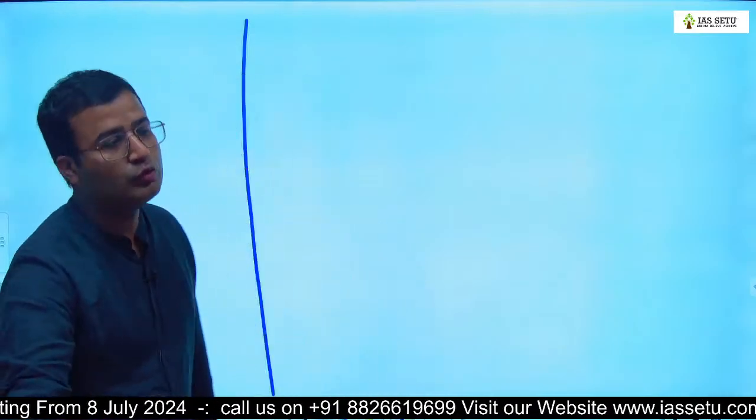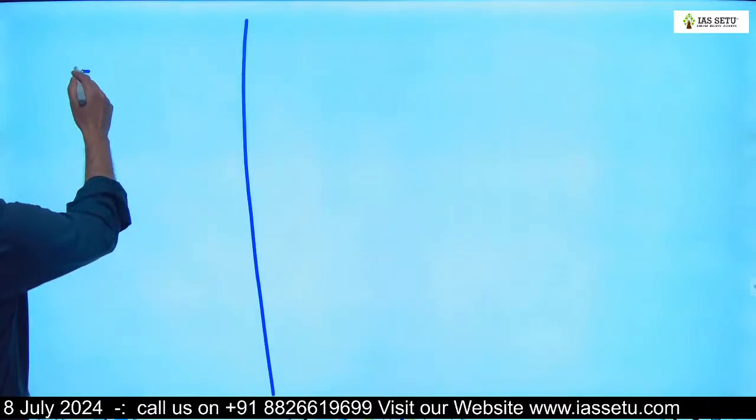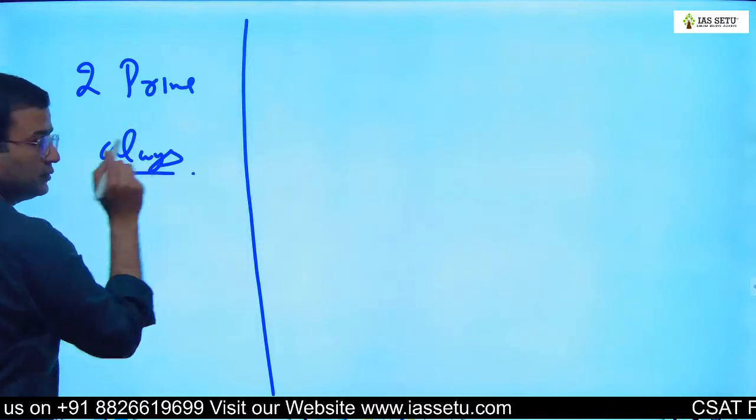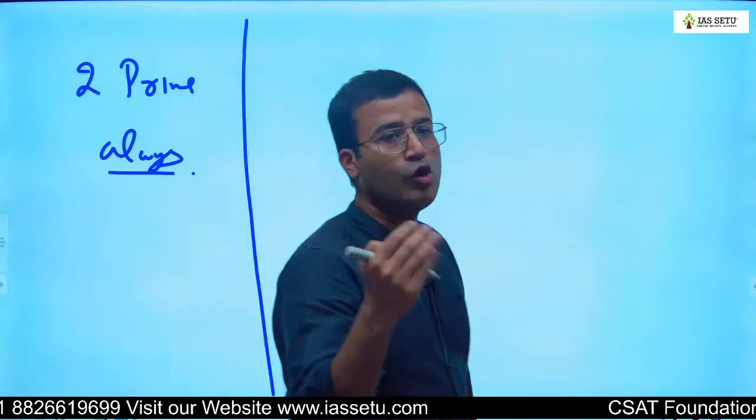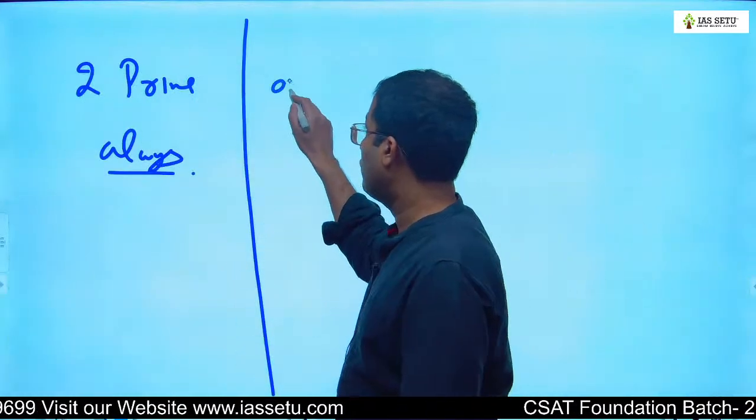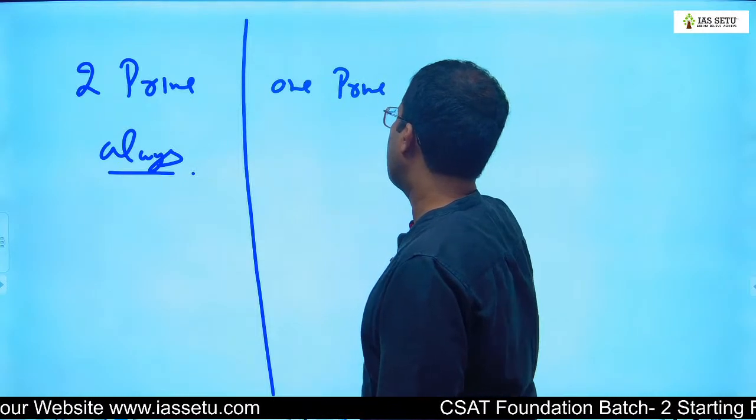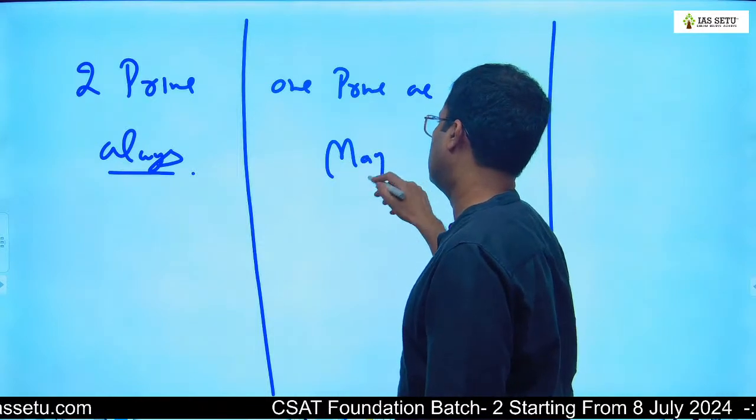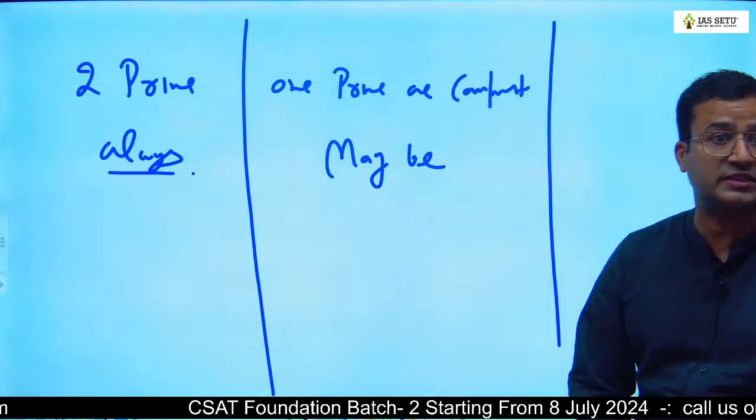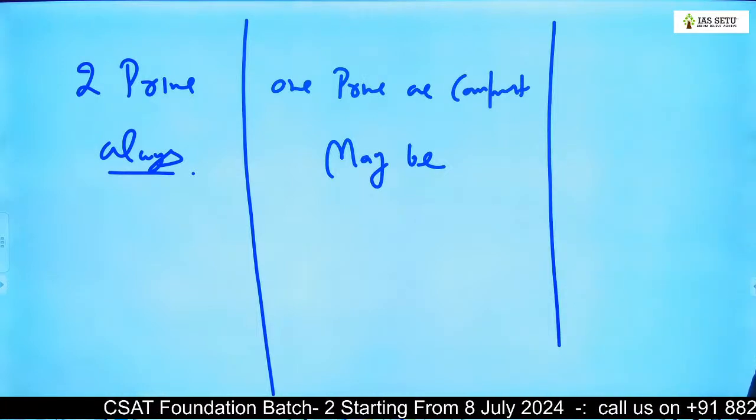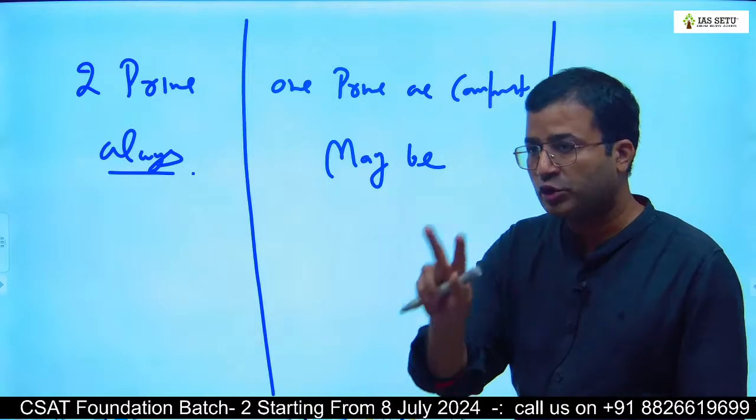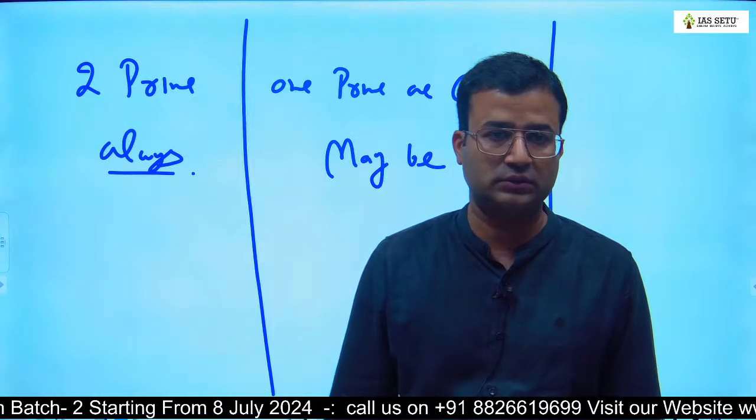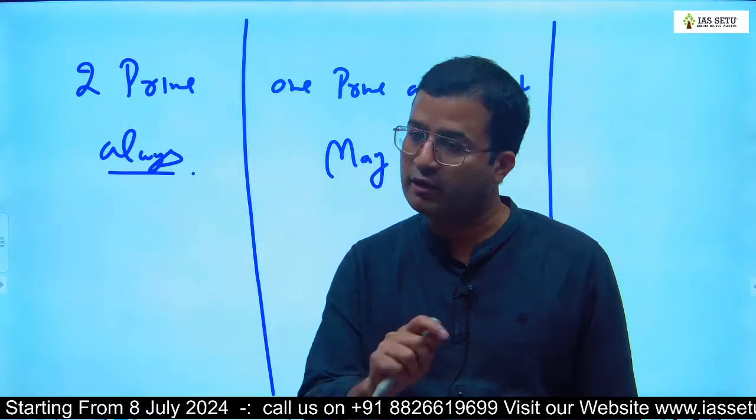हाँ, मतलब मैंने उनकी बात को कॉन्ट्राडिक्ट की. Two prime numbers are always co-prime. One prime and one composite maybe, we have to check. We can't say always. Two prime numbers are always co-prime. If two numbers are given, out of that one number is prime and other number is a composite number, okay, maybe we have to check.